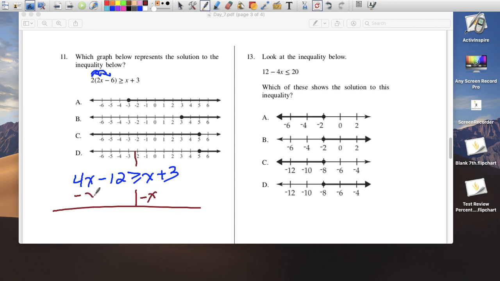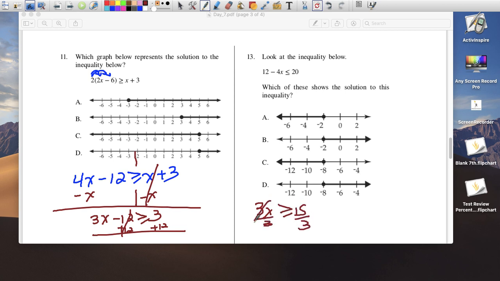Minus x here, minus x here. 4x minus x is 3x. Minus 12 greater or equal to, this crosses out to 3. Plus 12 here, plus 12 on the other side. And I'm going to get 3x, this cancels out, greater or equal to 15. Divide both sides by 3. And x is greater or equal to 5.